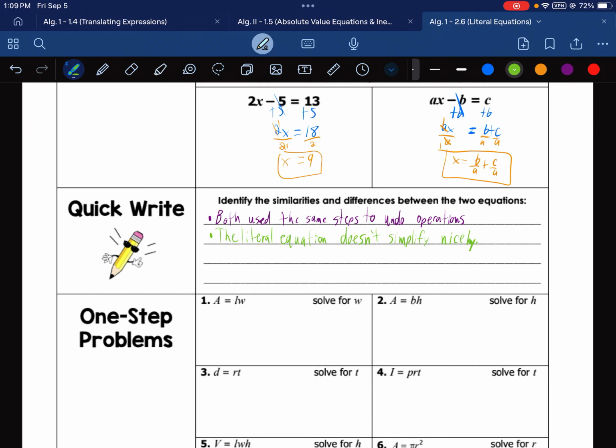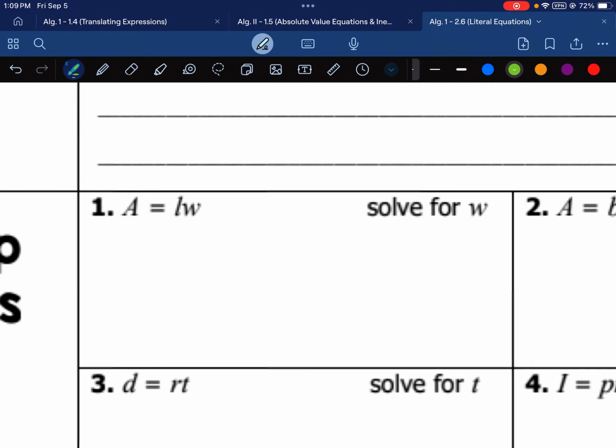So let's go ahead and practice here. These are some one-step problems. So whenever we have a literal equation, we're given multiple variables, as we mentioned, and then we're told specifically what variable to solve for. So you have to pay very close attention to that. So here we're solving for w.